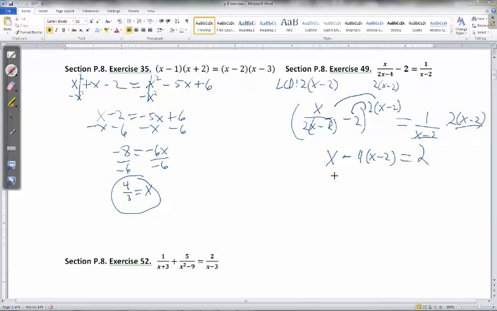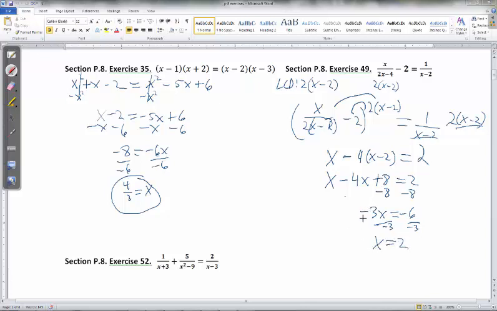Now I've got a linear equation. So if I solve this, multiply the negative 4 through, minus 4x plus 8 equals 2. Move the 8 over, combine those two, I get negative 3x equal negative 6. Divide out the negative 3, divide out the negative 3, get x equal 2.